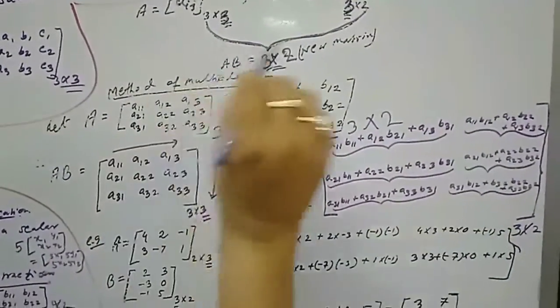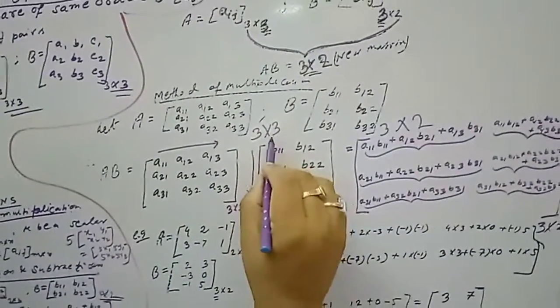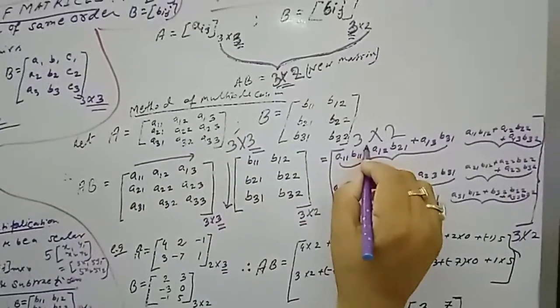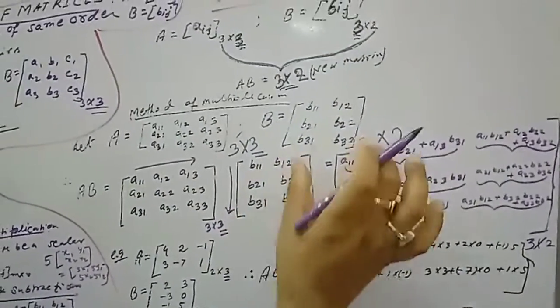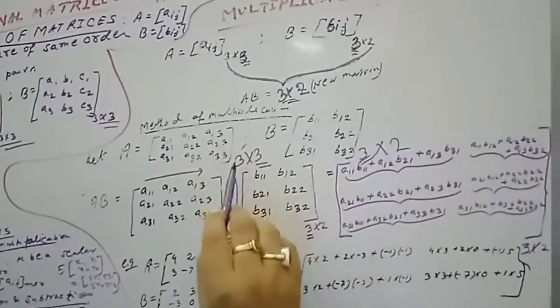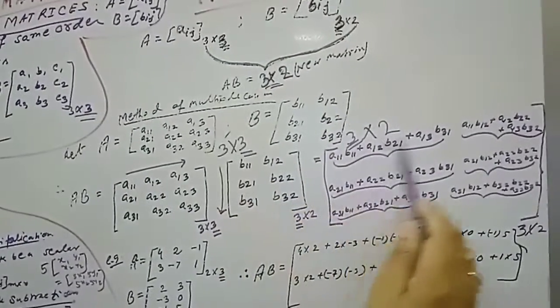Okay. So what is the conformable for multiplication rule? Number of columns in A, that is 3, is equal to number of rows in B, that is 3. So these are equal, that means A, B are conformable for multiplication. So remaining is 3 by 2. So the new matrix we will get will be 3 by 2.